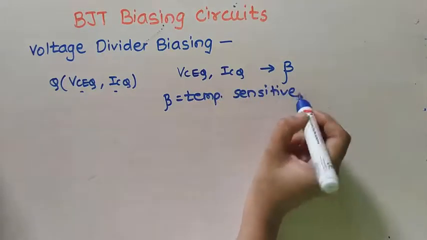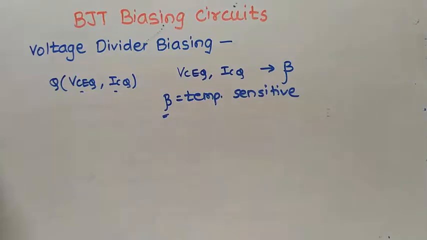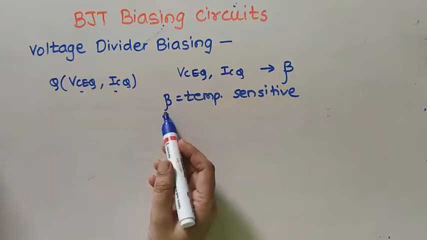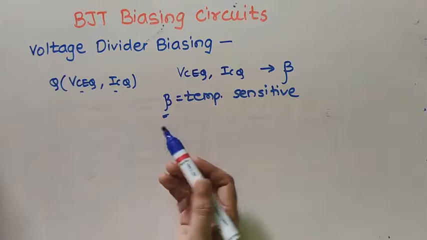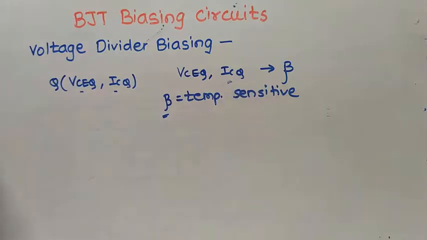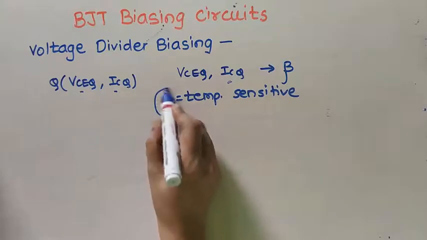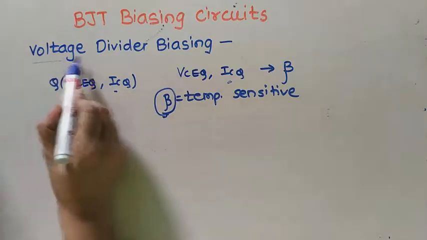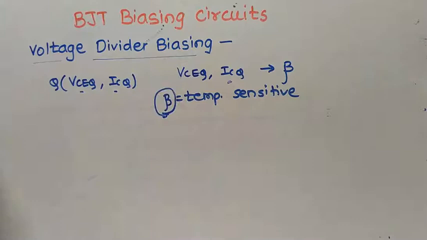That means if temperature varies, the value of beta is going to vary, and with the variations in the value of beta, the base current IB will be affected, and indirectly the collector current ICQ will be affected. And that's why we require a circuit which will be less dependent or independent of this factor beta, and this voltage divider biasing circuit is such type of circuit.